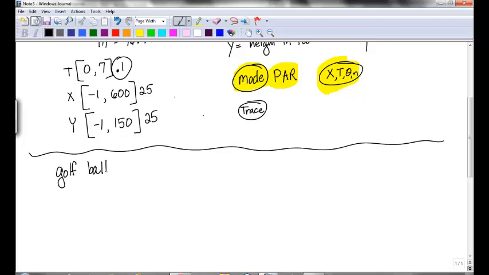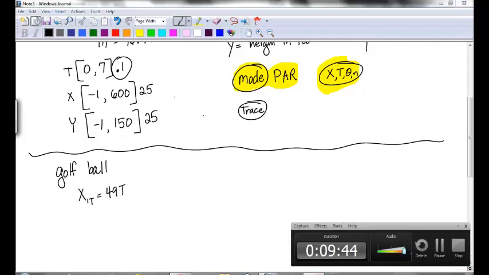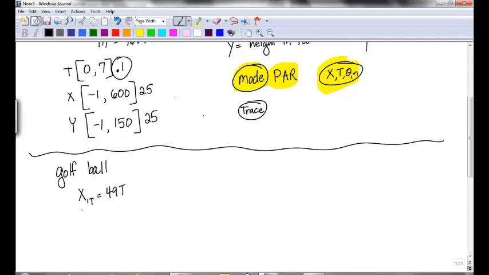Let's say we look at a golf problem. For this one, my x sub 1t is 49t, and for y sub 1t, let's do 20t minus 4.9t squared. On this one, you have to change the window because the golf ball is going to go differently.